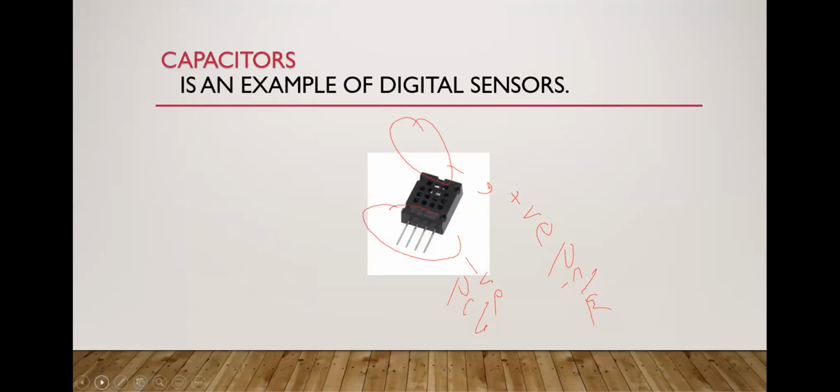Another thing we have to talk about is digital sensors. Digital sensors are something that we use many times. For example, think about your mobile phone. A mobile phone or laptop is made of many small parts, many small chips. We call these chips capacitors.